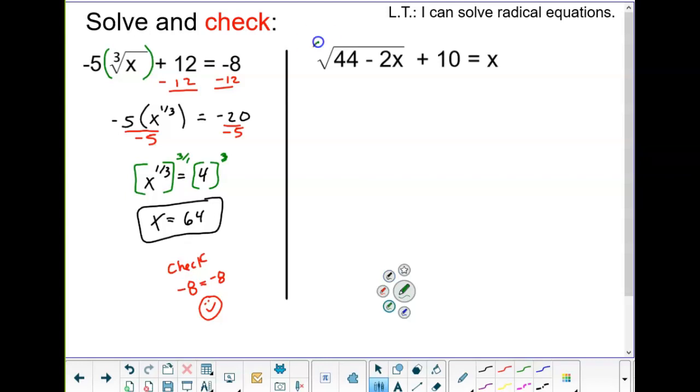Well, we have to isolate whatever is under the root. So I can move the 10 over. And kind of in that same step, remember that square root is the same as the 1/2 power. So I'm going to just rewrite that as 44 minus 2x to the 1/2. And then I have x minus 10. It doesn't help me a ton. However, it now allows me to get rid of this 1/2 power. How do I get rid of the 1/2 power? Raising it to the reciprocal power, which, again, 2 over 1 is the same as 2.